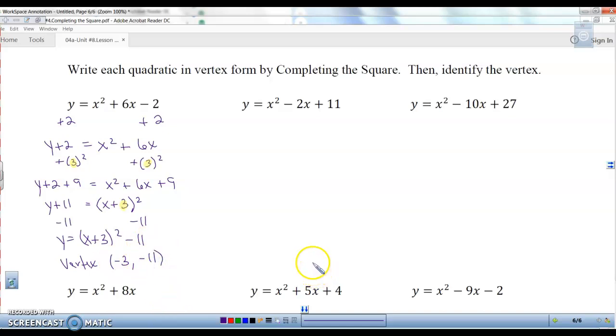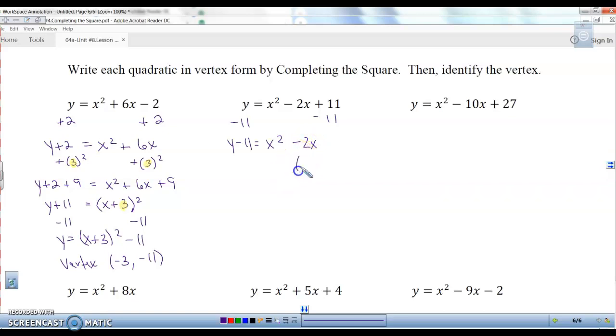Okay, let's try a subtraction one. Y equals x squared minus 2x plus 11. We subtract the 11, and we get y minus 11 equals x squared minus 2x. Okay, now we want to take half of the b term and square it. This is the b term. It's whatever's on the x.